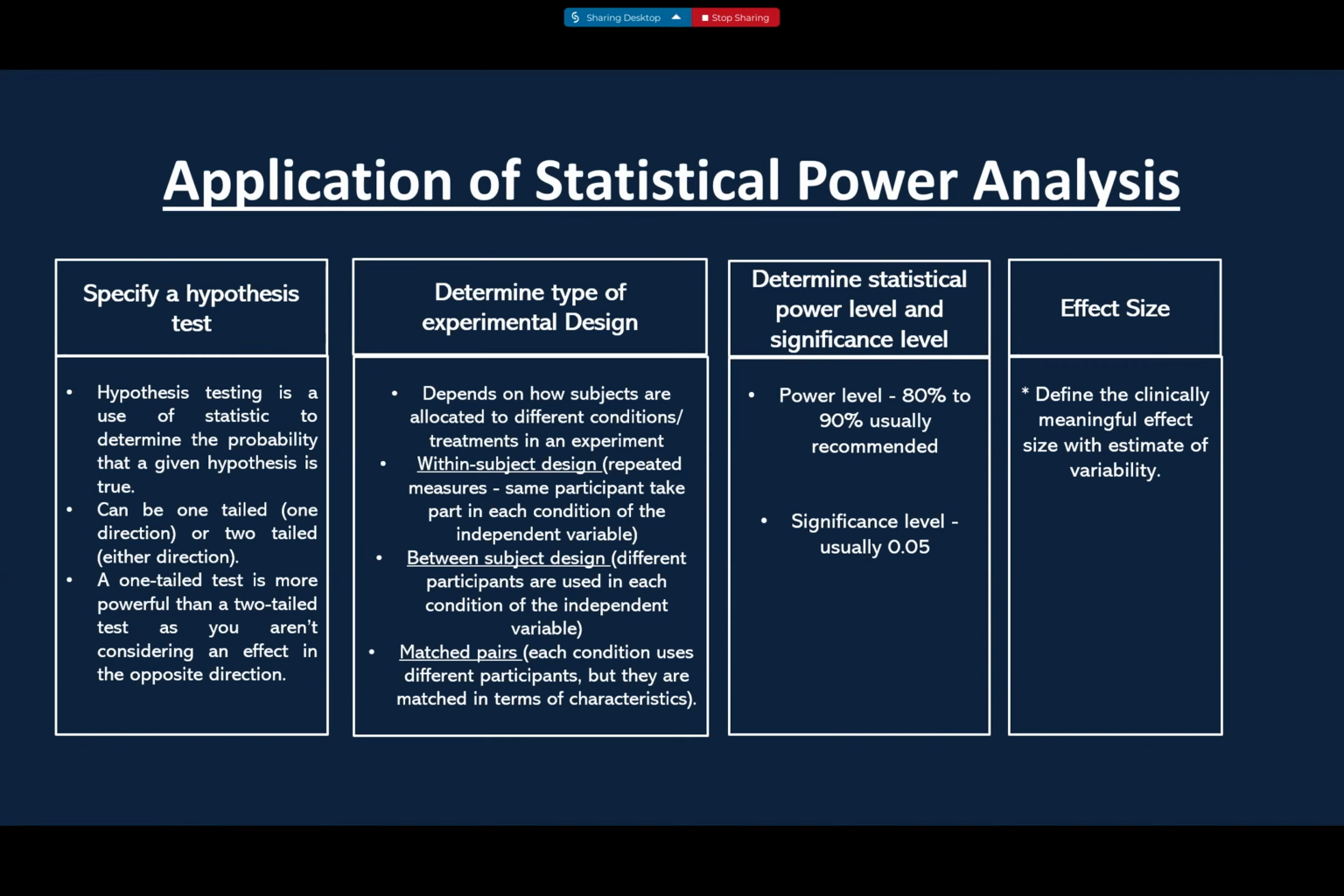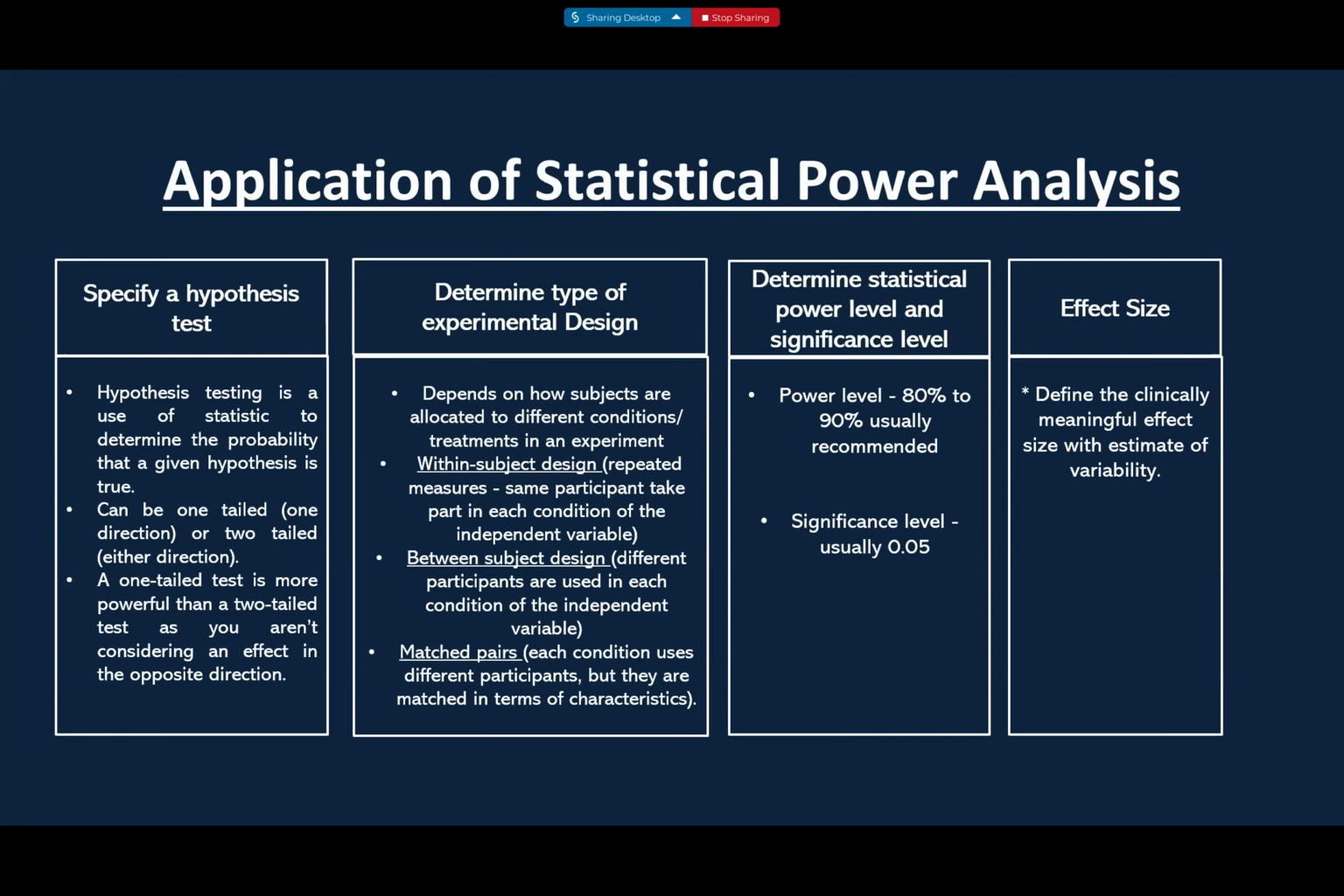And then the next step is to determine the type of experimental design. So here you're looking at whether you're allocating treatments into different conditions or into a control or treatment group, whether there's a between subject, within subject design, whether there's matched pairs. Is there a pre and post analysis that you're performing? Are you looking to compare two independent samples? The application of statistical power analysis depends on the type of statistical design and your hypotheses of interest, mainly.